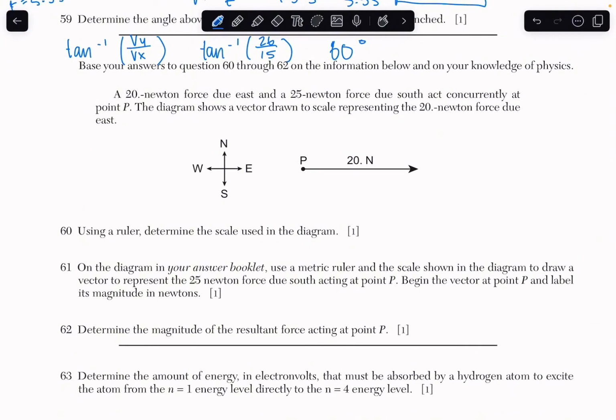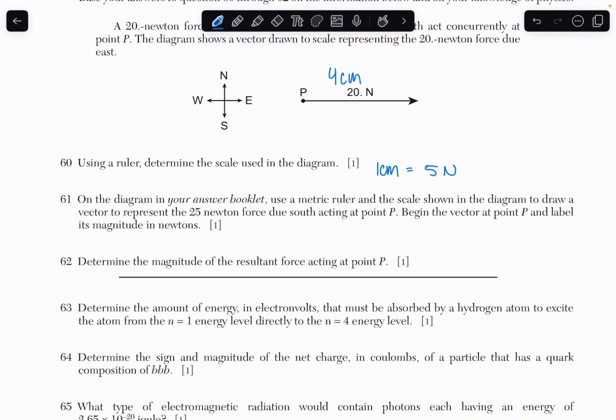Base your answers to questions 60 through 62 on the information below. A 20 Newton force due east and a 25 Newton force due south act concurrently at point P. The diagram shows a vector drawn to scale representing the 20 Newton force due east. Using a ruler, determine the scale used in the diagram. I don't have a ruler because I'm on my iPad, but if you print it out and measure it with a real ruler, you'll get around 4 centimeters for this 20 Newton vector. So that's around a scale of 1 centimeter for every 5 newtons.